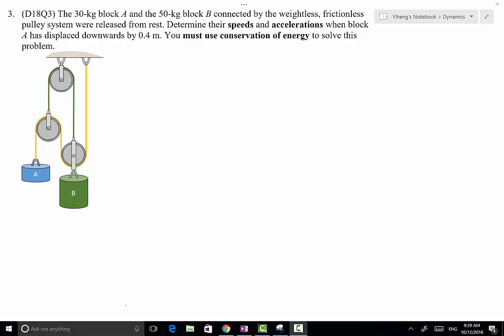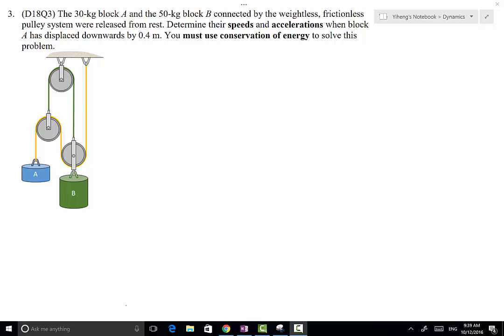So in this problem, we have two blocks, A and B, with mass 30 kilograms and 50 kilograms respectively, connected by this weightless, frictionless pulley system, and they are released from rest. We need to determine their speeds and accelerations when block A has displaced downwards by 0.4 meter.